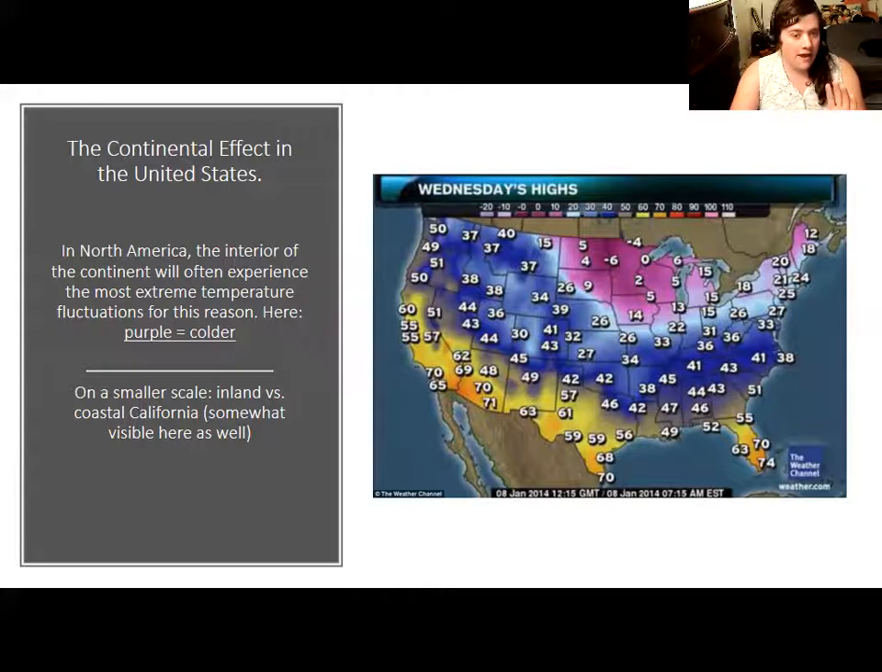And that is very simplified. This is also just one particular weather snapshot, but you will see a lot of maps like this if you look at what the average temperatures in the US are on a given day.